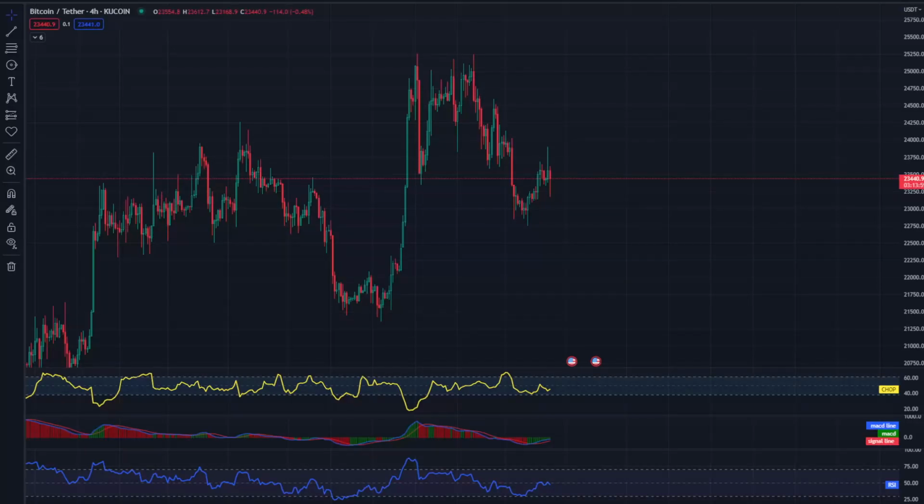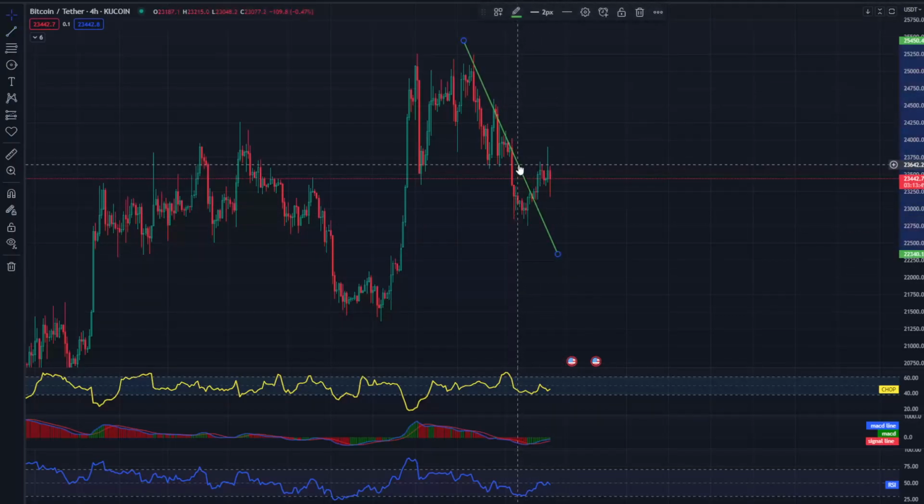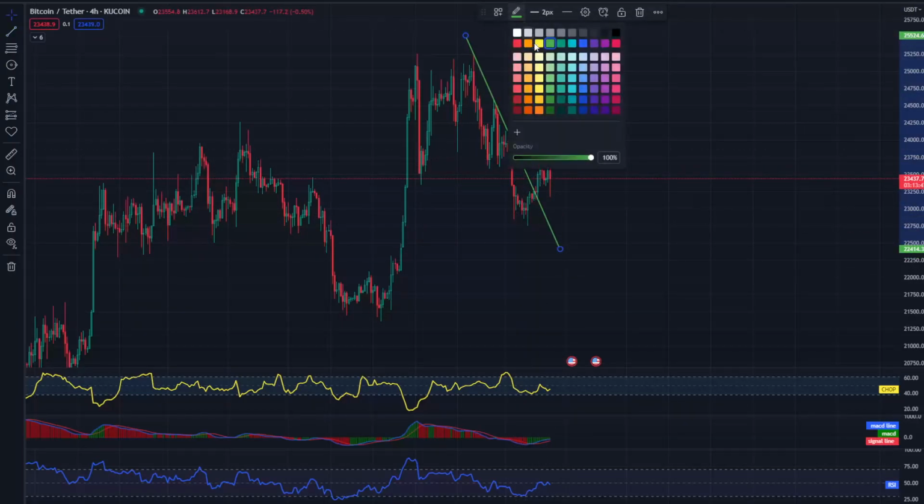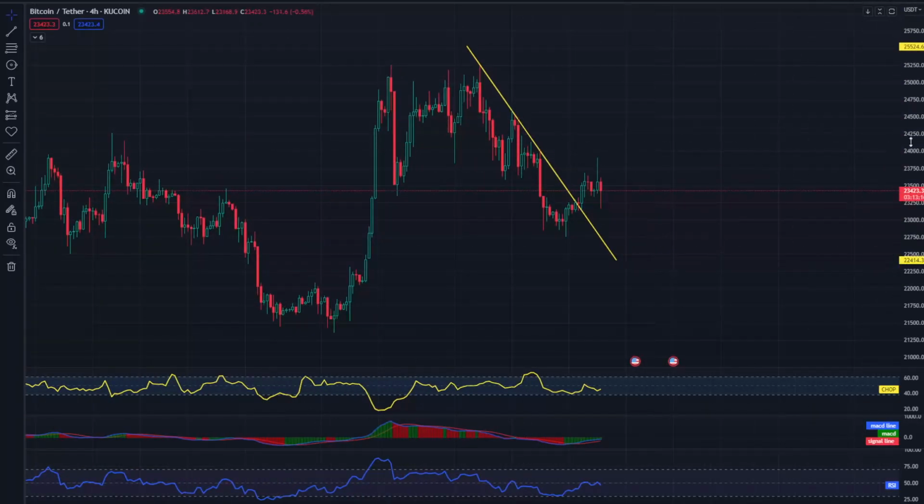Let's start by checking the current situation on BTC to USDT, taking into account the 4-hour interval. First of all, using the yellow line we will mark the local descending trend line, from which the price of BTC came out.